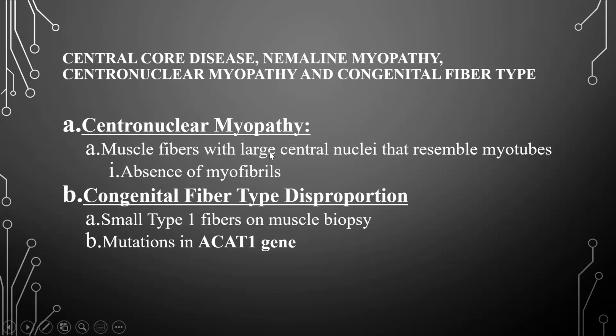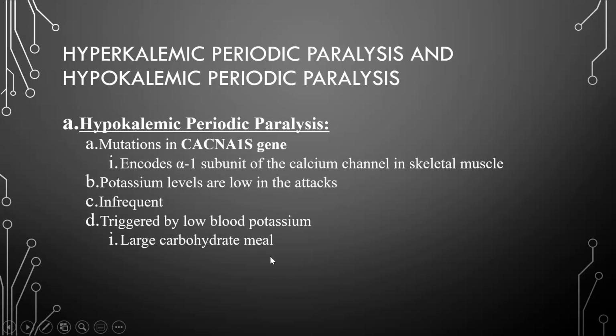Centronuclear, you have muscle fibers with central nuclei that resemble myotubules, and you have the absence of myofibrils. And then congenital fiber type disproportion, the small type 1 fibers on the muscle biopsy, mutation in the ACTA1 gene. So then these two are really important.